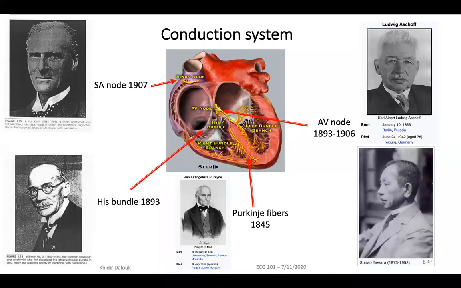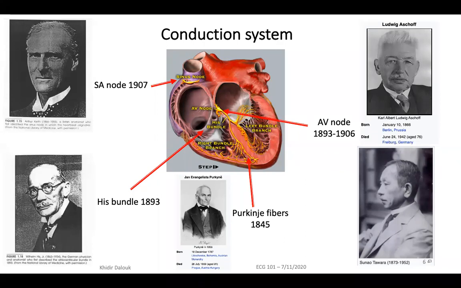Aschoff and Tawara discovered the AV node between 1893 and 1906, and Arthur Keith, who's a British anatomist, discovered the sinoatrial node in 1907. You can see that we have different nationalities. It's almost like a United Nations discovering the conduction system of the heart. At that time, people, of course, did not have easy communication, like text messaging and internet.